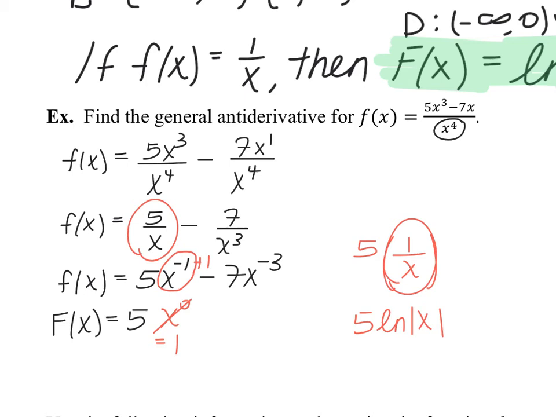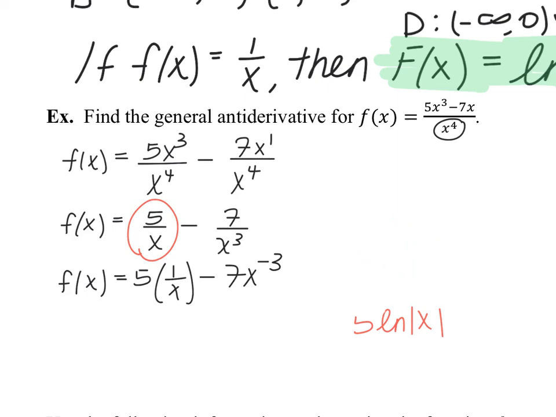So I'm going to erase and back up. I'm actually going to back up 2 steps here, and I'm going to change the 5x to the negative 1 power. I'm going to rewrite that instead as 5 times 1 over x. Because that 1 over x is a special case. We have to have the antiderivative of 1 over x memorized as natural log of absolute value of x. Now the 7x to the negative 3rd power is fine. We're going to be able to leave that in its current form. So don't worry about putting that back into a fraction, because that's not the special case 1 over x.